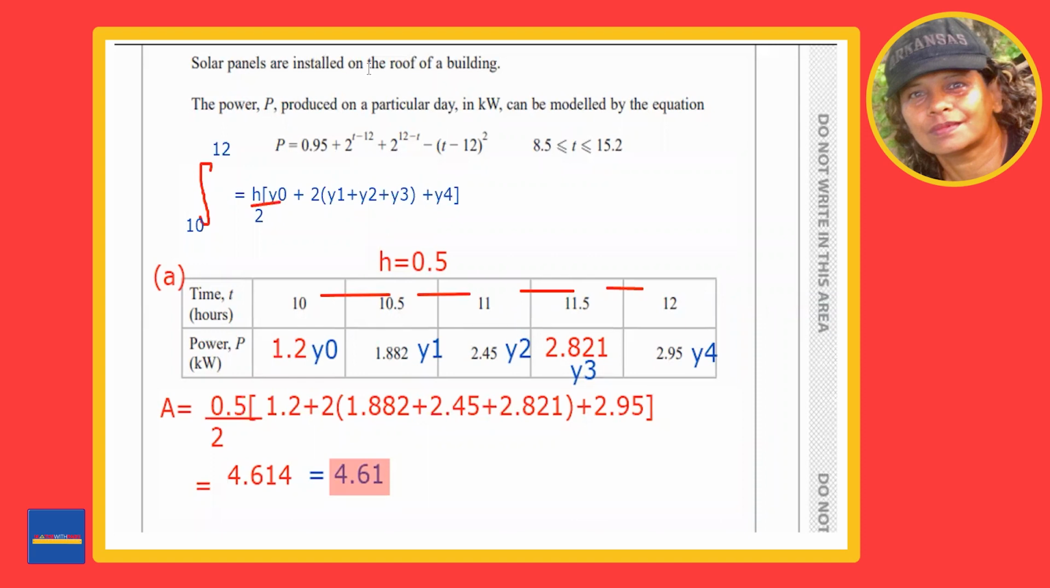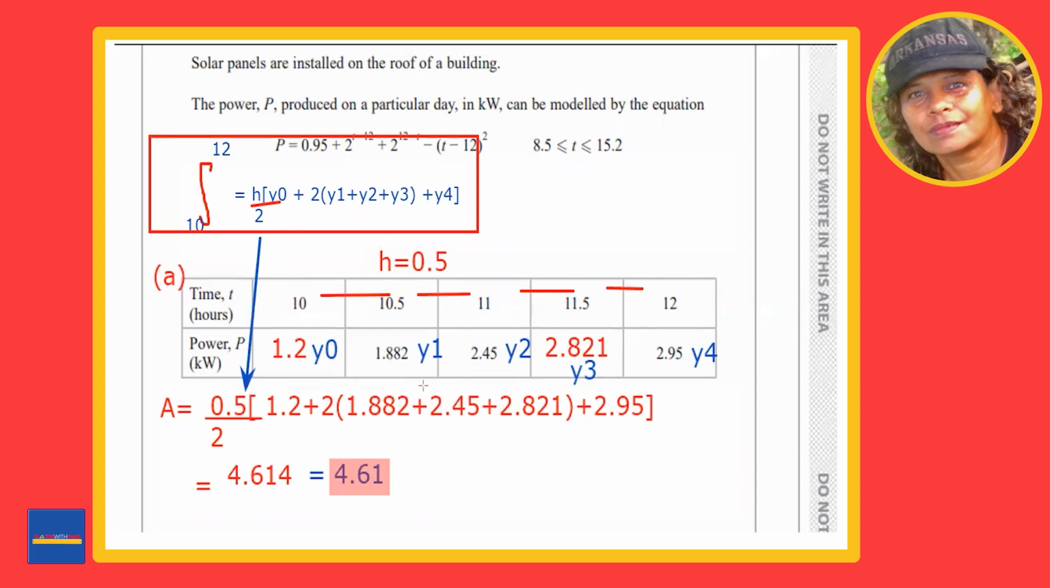So I now have my formula, the trapezium rule, and I'm going to directly substitute all the values from the table below, and you end up with 0.5 over 2 into 1.2 plus 2 into 1.882 plus 2.45 plus 2.821, close brackets, plus 2.95. When we evaluate it, we get 4.614, and I'm writing the answer as 4.61.